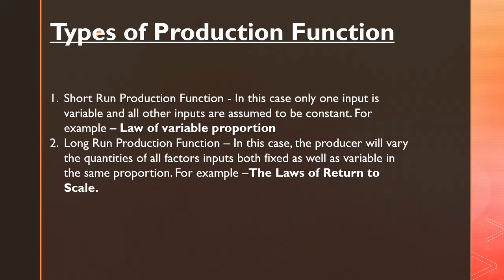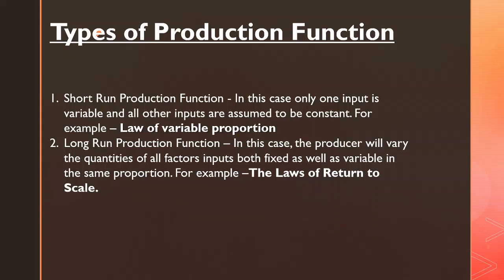Types of production function. There are two types of production function, short-run production function and long-run production function. In this class, we learn about law of variable proportion, that is short-run production function. In this case, only one input is variable and all other inputs are assumed to be constant. In this, we study the effect of the change in the units of one input on the total output. This law is also known as law of variable proportion or law of returns.